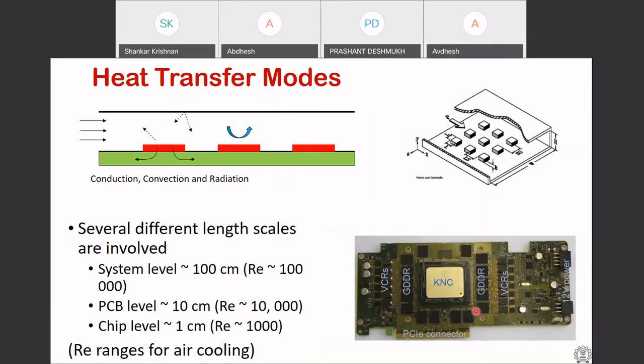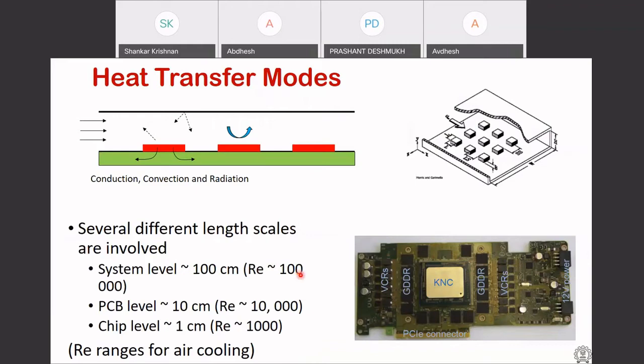so here's a Xeon Phi Knight's Corner card, and you can see that all these VRs are voltage regulators. GDDR is the memory device. The KNC is the Knight's Corner package, the Xeon Phi package here, and all these dissipate heat. So at a system level, even though this is very much a subsystem, if you were to look at a server board or a desktop board, the system level will involve about 100 centimeters or so, roughly speaking.